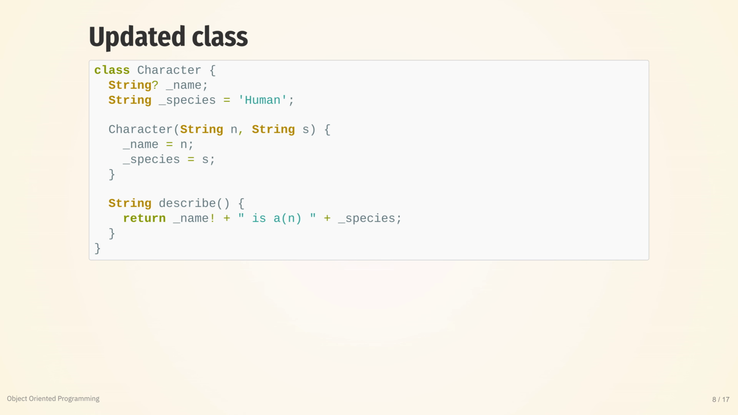So we look at this updated class. It should be saved as a separate file. In contrast to Java, for example, it doesn't have to be named Character. So it can be called anything, but it should be in its own separate file. And as you can see, we have here added an underscore for name and species in order to make those attributes private in this class.